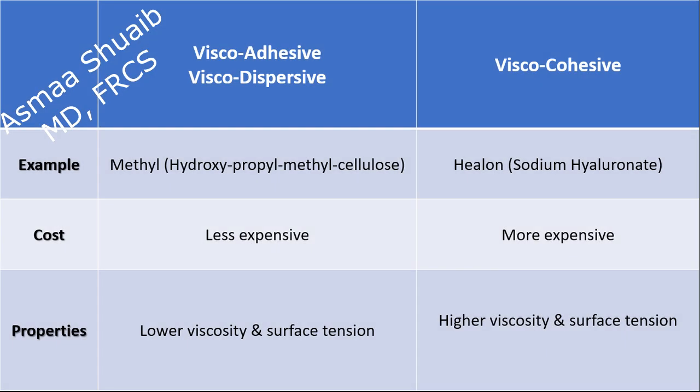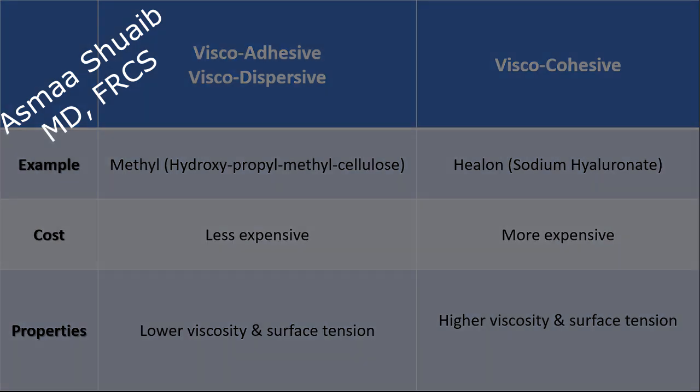An example for the viscodispersive material is the methyl, which is the hydroxypropyl methyl cellulose. And an example for the viscocohesive material is the Healon, which is sodium hyaluronate. The viscodispersive material is less expensive, while the viscocohesive is more expensive. The viscodispersive material has lower viscosity and lower surface tension, just like honey, and the viscocohesive material has higher viscosity and higher surface tension, just as Jello.